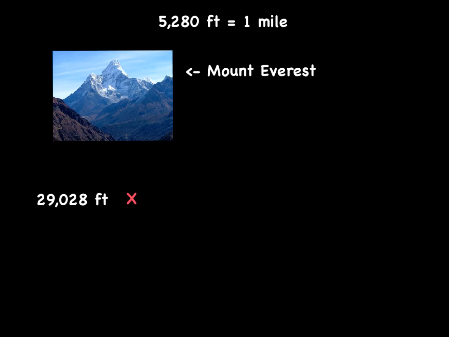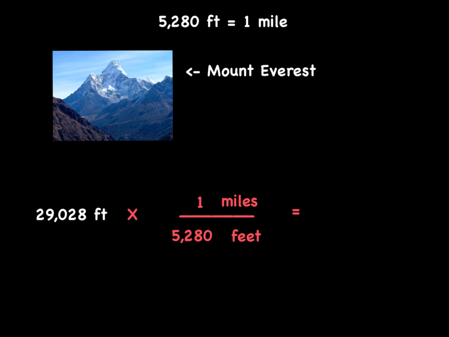We'll multiply it by a conversion factor. So I'll take this and write it as a ratio. And since I'm trying to solve for miles, I want that in the numerator. And I need feet to cancel out, so that needs to go in the denominator. And when we multiply, our feet will cancel, and we end up with 5.5 miles.